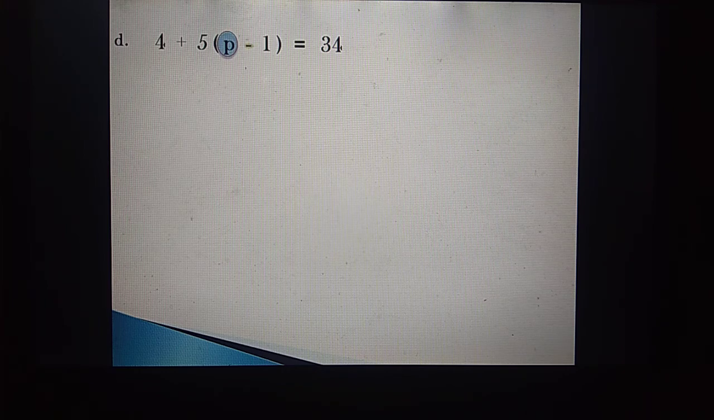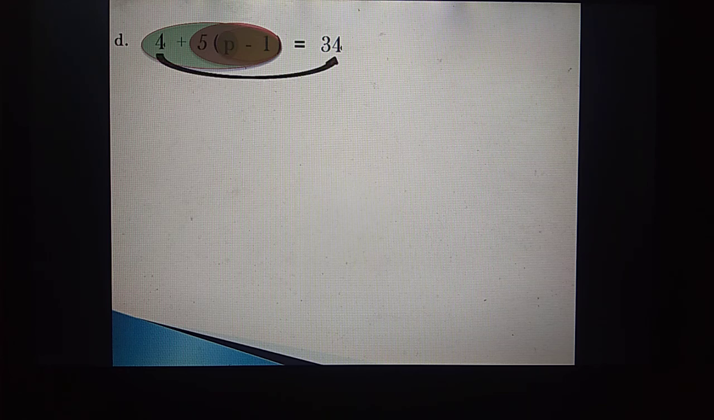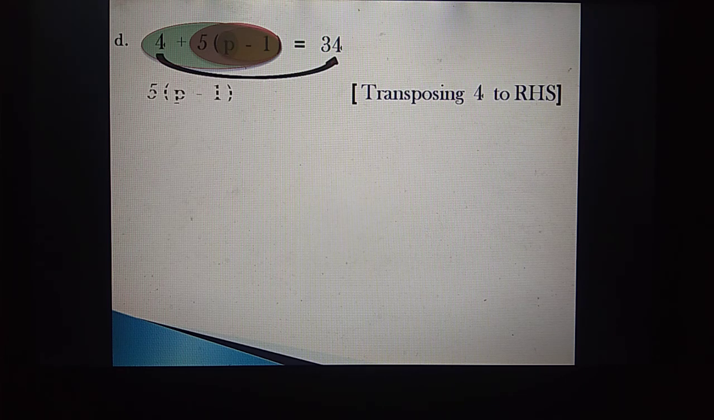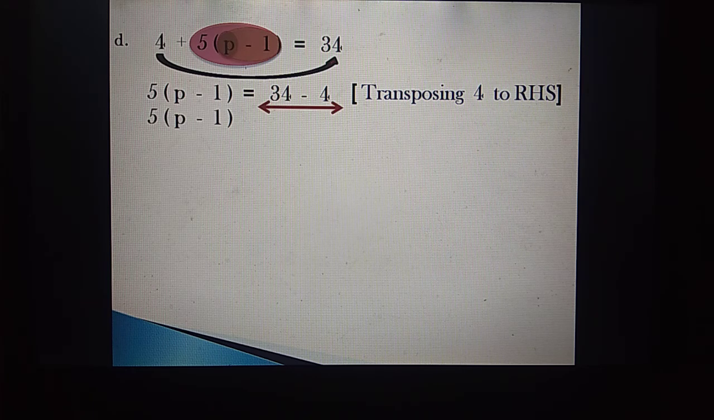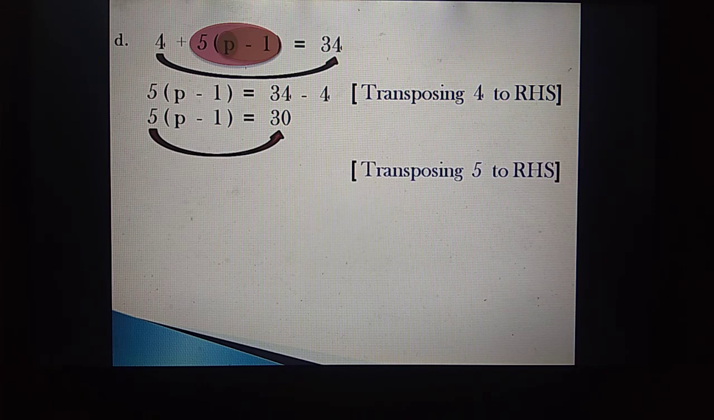First, highlight the part. Again, the outermost is 4. We will shift this 4. Right now you are adding 4 to the part. After shifting, you will subtract by 4. Now, when you solve the right hand side, you will get 30. Now you will decide whether you want to shift 5 or open the bracket. As 30 is divisible by 5, we will shift 5, transposing 5 to RHS.